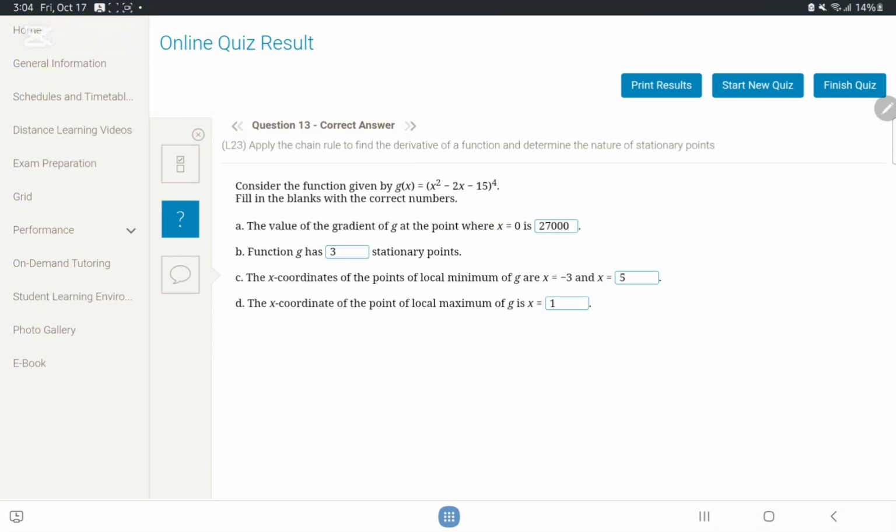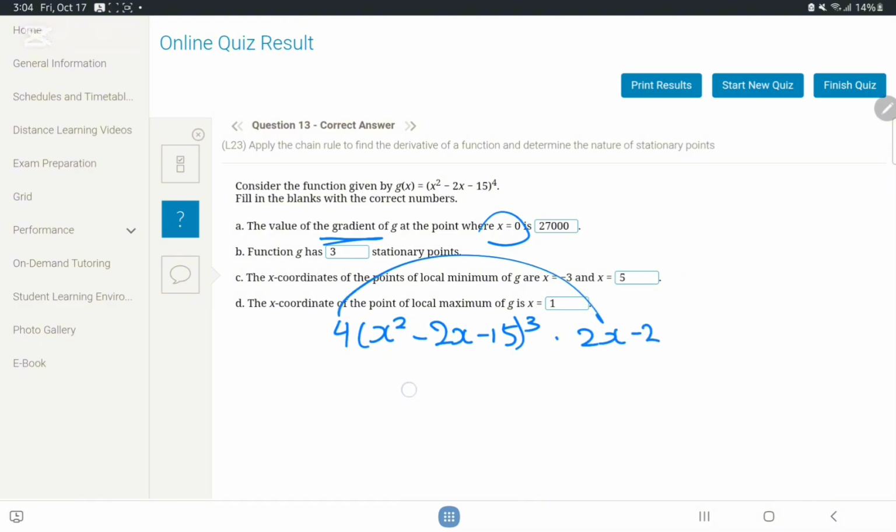Okay. For this question, value of the gradient of g at the point where x is equal to 0. Gradient, immediately you derive. It's another keyword. You derive. How do you derive this? Chain rule. Put the 4 down. So 4 x squared minus 2x minus 15. 4 minus 1 will be 3 multiplied by deriving what's inside. 2x minus 2. Distribute the 4. You get 8x minus 8. Okay. And then x squared minus 2x minus 15 cubed.